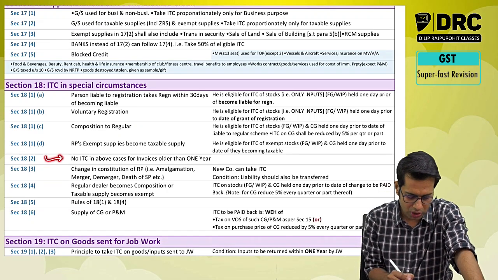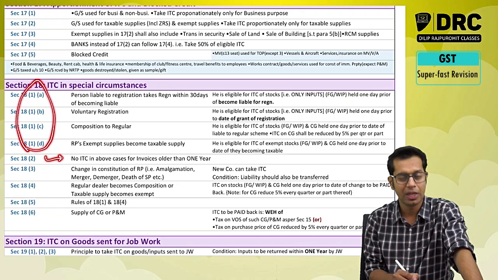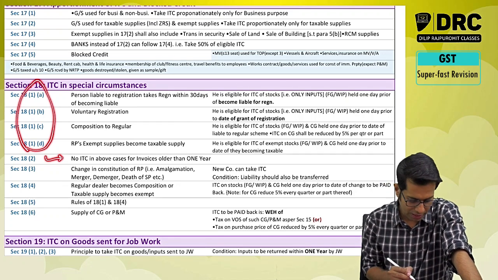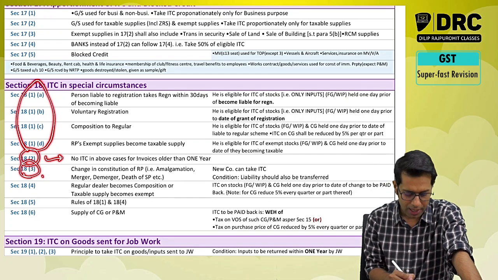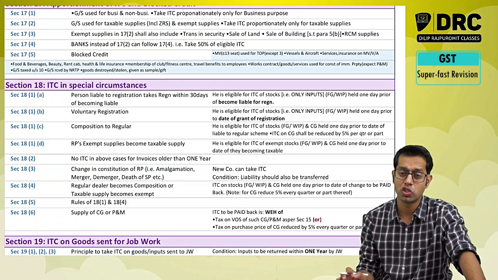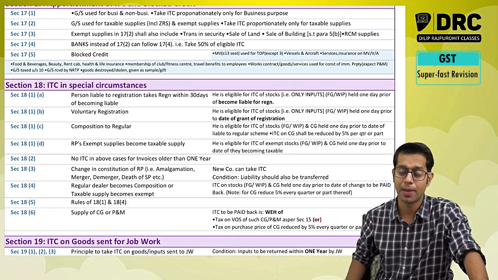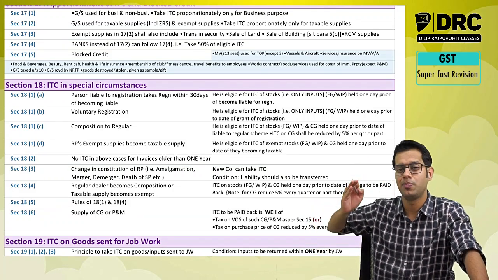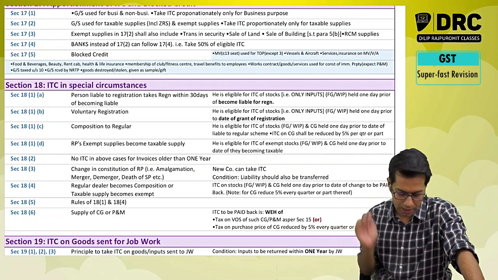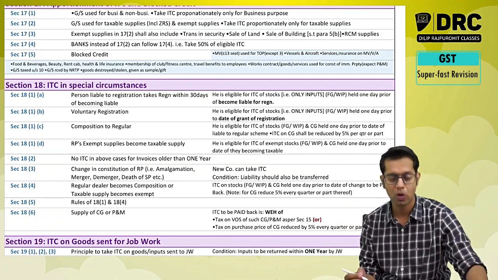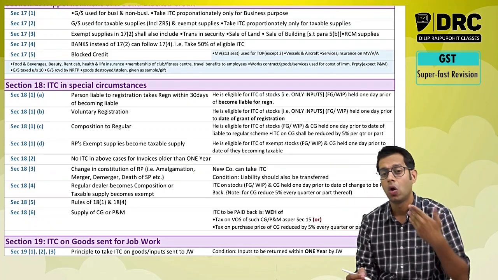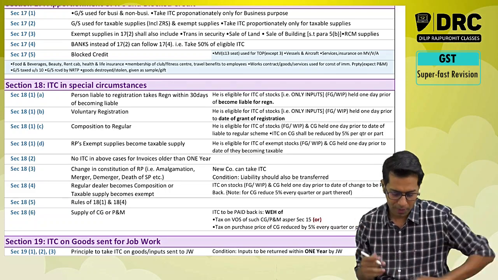Section 18 subsection 2 says, in case of 18(1), if the invoice is older than 1 year, you will not be able to take input tax credit. Section 18 subsection 3: whenever there is a change in constitution of business with specific provision for transfer of liability, the unutilized input tax credit of the old company can be transferred to the new company. Change in constitution of business can be because of sale, merger, demerger, amalgamation, or the death of a sole proprietor, where the business is carried on by his legal heirs.